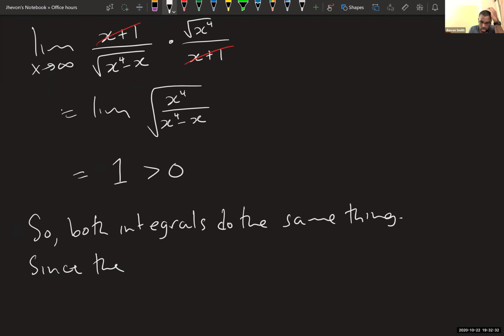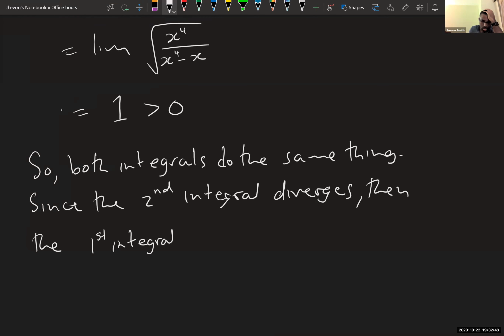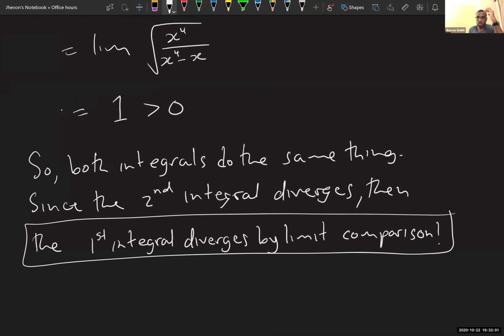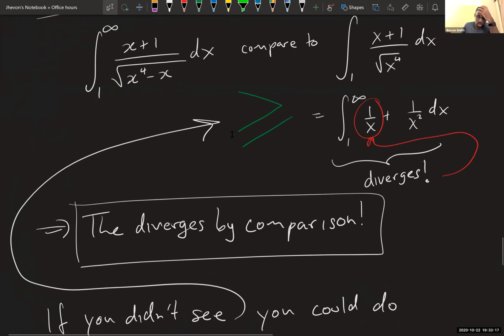Since the second integral diverges, then the first integral diverges by limit comparison. So you have a couple options. Limit comparison can come to your rescue if you mess up on the inequalities. Here, direct comparison could work, but if you didn't notice that, you could do the limit comparison.